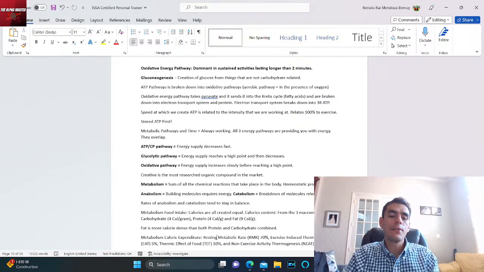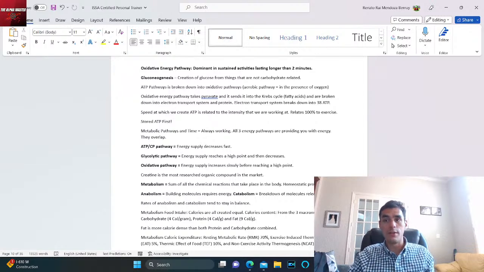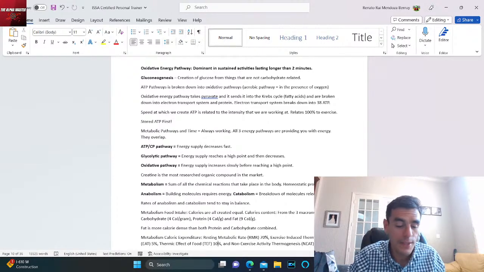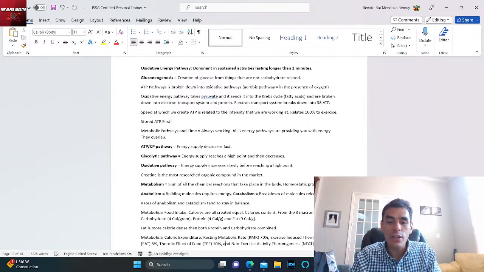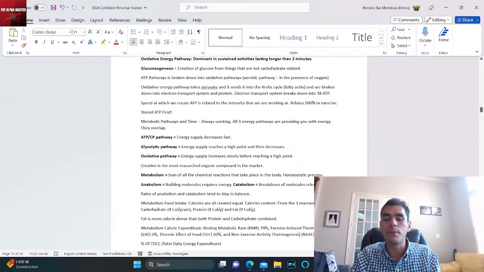For metabolism caloric expenditure, the resting metabolic rate is going to be 70% of your total daily energy expenditure. Exercise activity thermogenesis, the percentage of the total daily energy expenditure from exercise, is going to be 5%. The thermic effect of food, how the body uses energy to process food, is going to be 10%. And the non-exercise activity thermogenesis, any activity that is not exercise related, is going to be 15%.